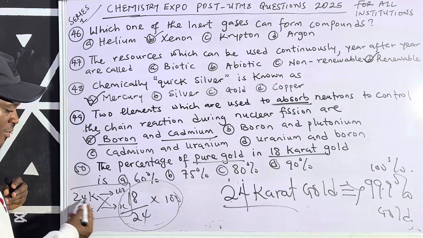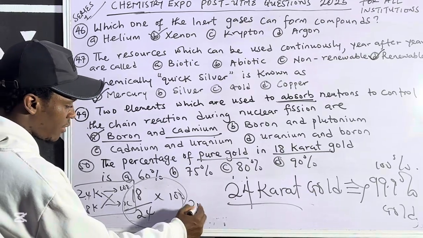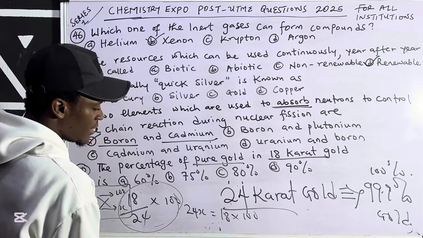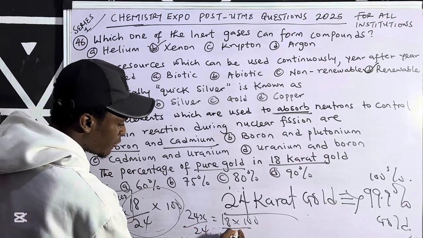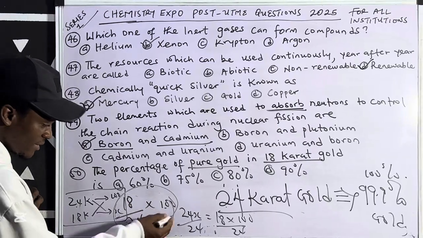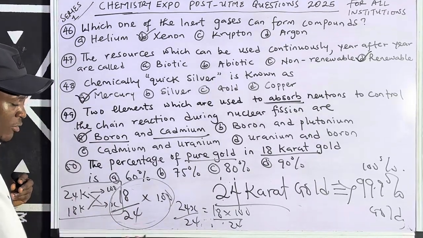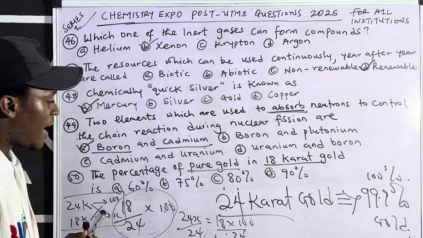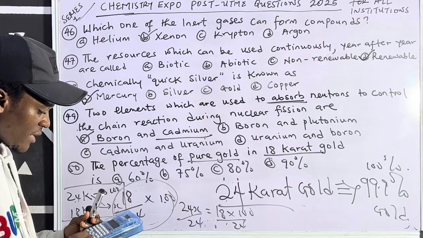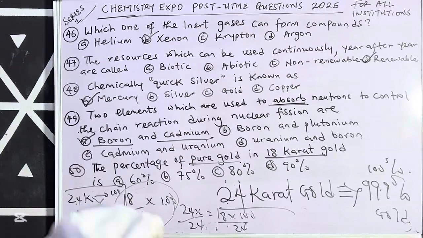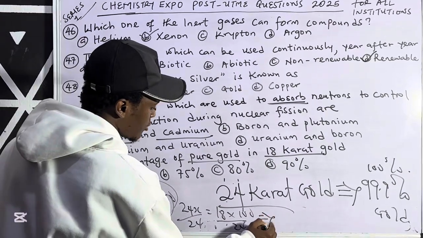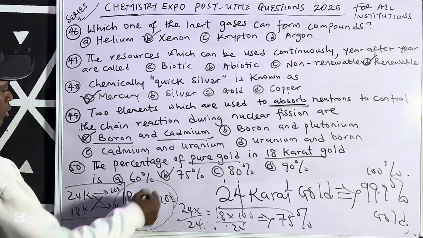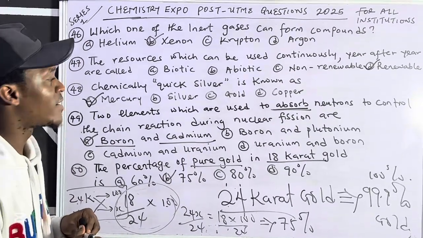When you cross multiply, it will be 24 times x, which is 24x, equal to 18 times 100. Then we divide both sides by 24 to get x, which is the same as this. With the help of our calculator, 18 times 100 is 1800, divided by 24, we obtain 75. So 75% is the answer to the question. So option B is the answer.